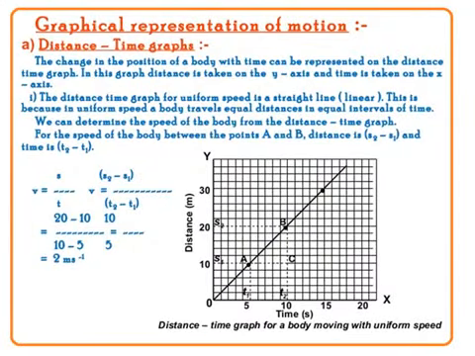Children, in the last slide, you have seen how to calculate the slope from a distance time graph, and it is given by the formula S2 minus S1 divided by T2 minus T1. Now look at this graph carefully. It is the actual representation of a body which travels with uniform or constant speed.